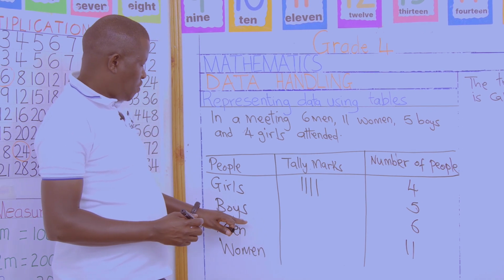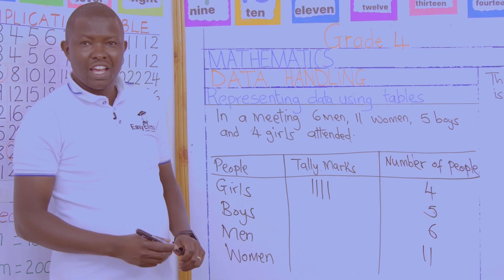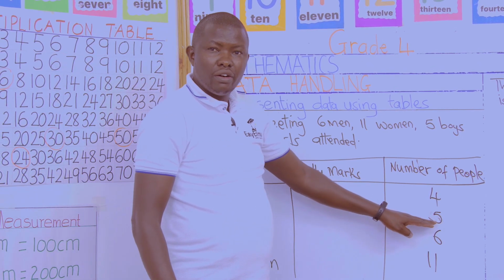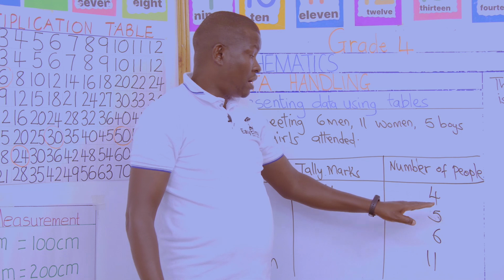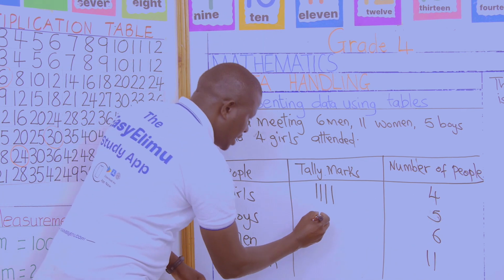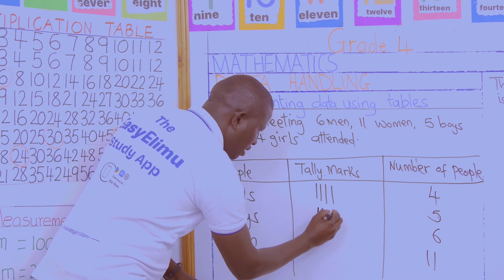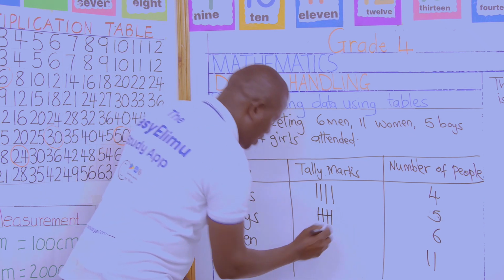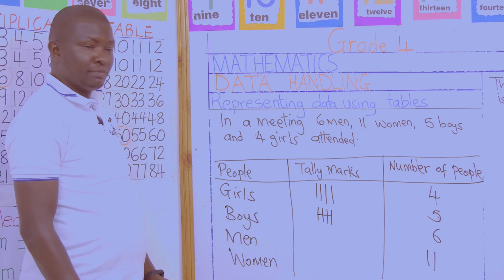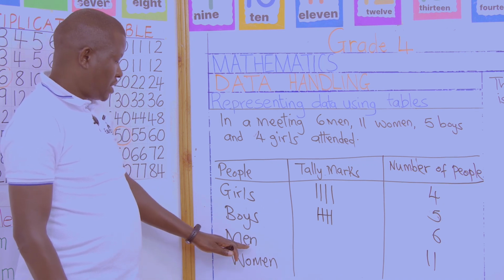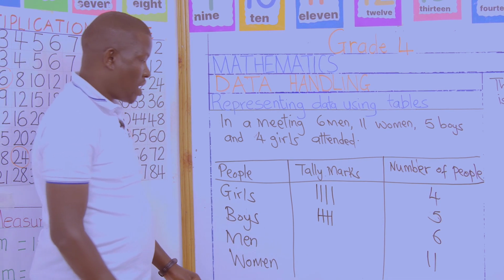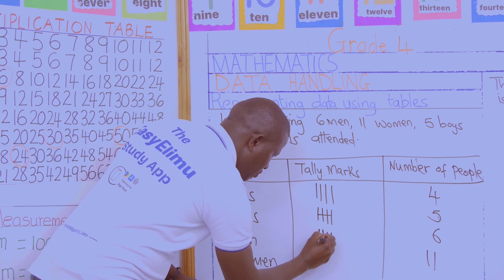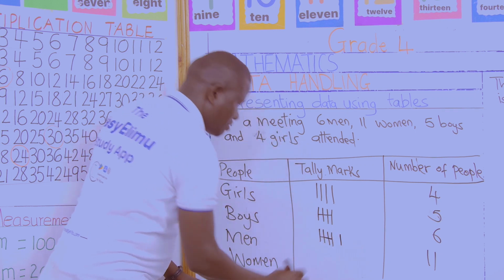Now, what is the frequency for boys, John? The frequency for boys is five. But for it to appear five, we have now to input the tally mark. 1, 2, 3, 4. What did we say about the fifth one? It cuts across. So we cut across like that. That is the fifth one. So can we input the tally mark for men? It was six. So we have 1, 2, 3, 4, 5. And the last one, 6.